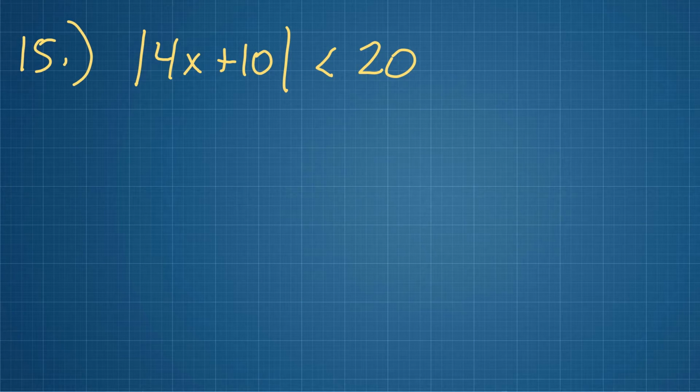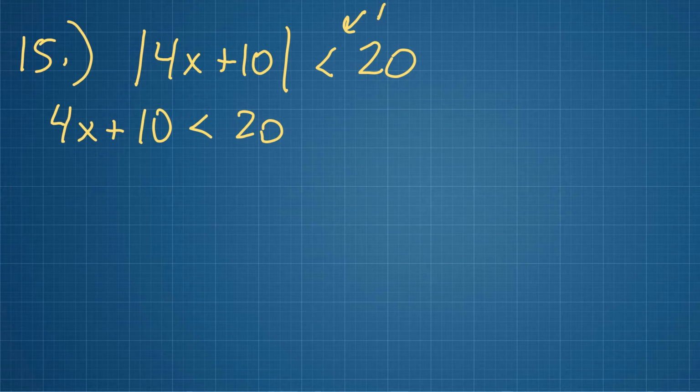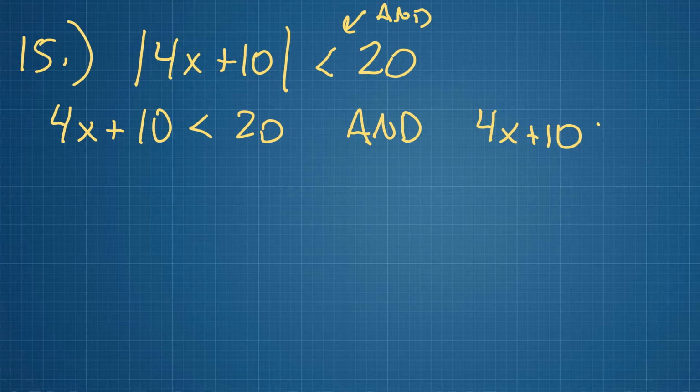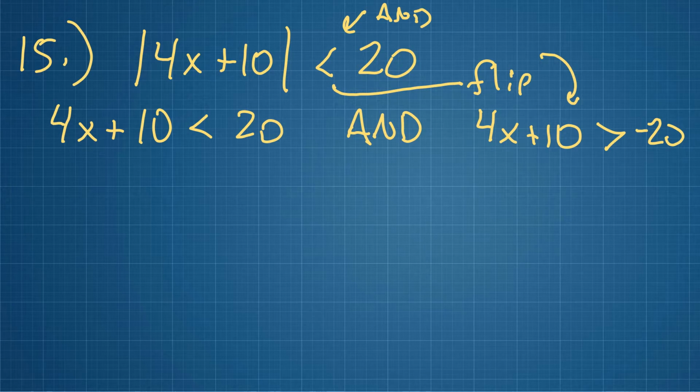Number 15. I'm going to write it twice. 4x plus 10 is less than 20. This tells me it's an "and" because it's less than. So I'm going to write the word "and" just to remind myself at the end what the graph should look like. Now it's 4x plus 10 is greater than negative 20. So look, I'm going to flip the inequality to start right there.